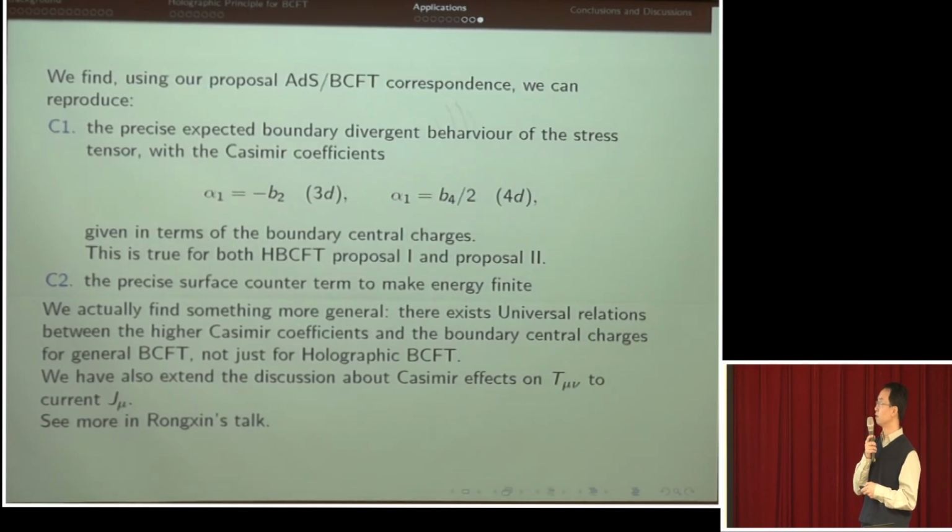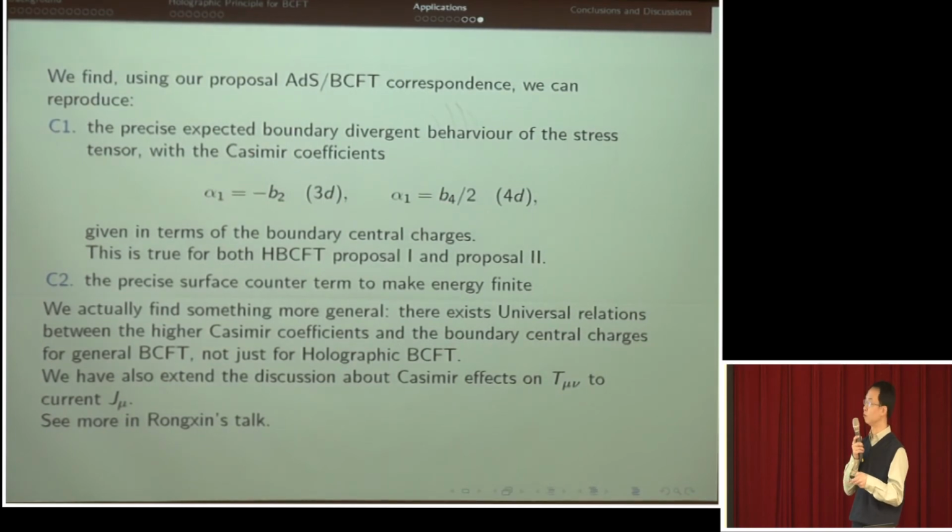And we do this for both proposals, and it's correct. This relation holds for both theories. Although the boundary central charge depends on the T, the boundary entropy, the G function, the relation itself is universal. So this actually has an interpretation, which Rosing will explain in his talk. And we also produce a precise surface counterterm to make the energy finite.